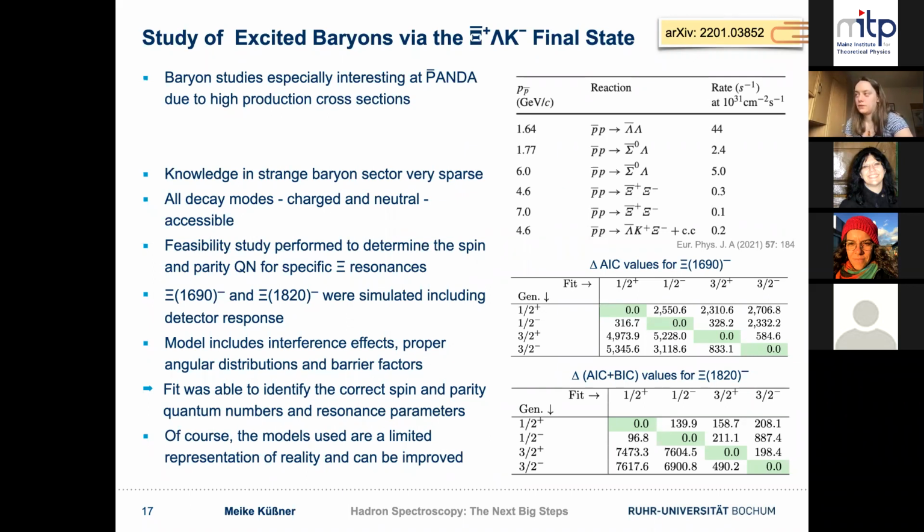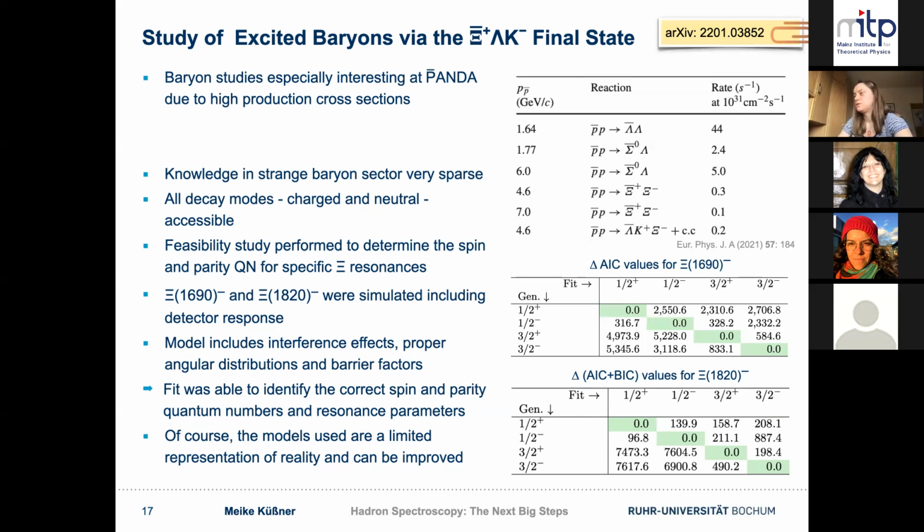And the main motivation is that, as you know, the knowledge in the strange baryon sector is very sparse. So there are many states predicted, but not many have been found yet. And with PANDA, it will be possible to study charged and neutral decay modes. And this will be very interesting for the search for new strange baryons.